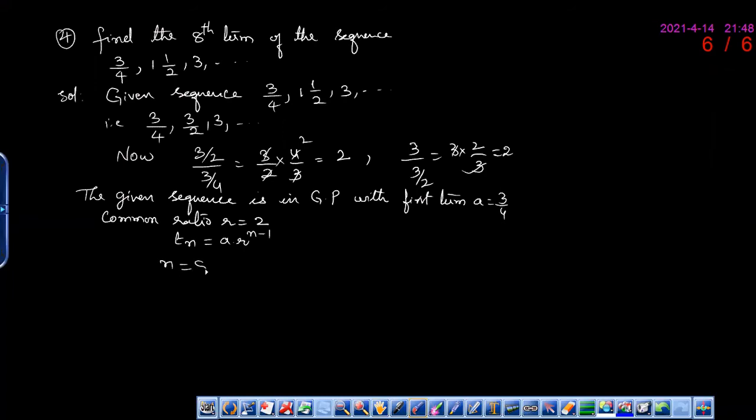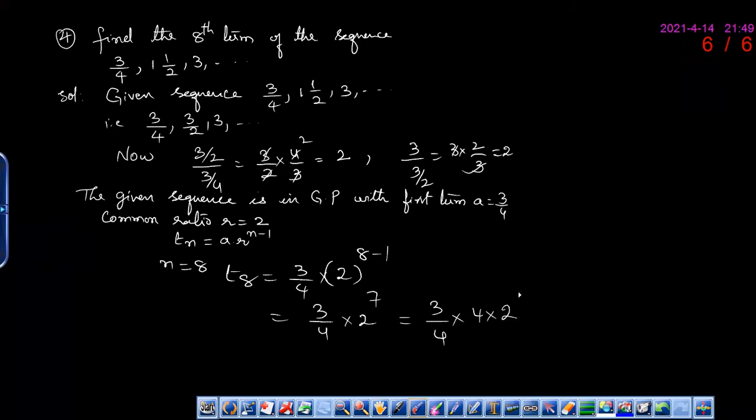So n is equal to 8. T8 is equal to A, which is 3 by 4, into R, which is 2, whole power 8 minus 1. So we get 3 upon 4 into 2 to the power 7. Can I write 2 power 7 as 4 into 2 power 5? Yes, sir. So 4 and 4 get cancelled, and we get 3 into 2 power 5.